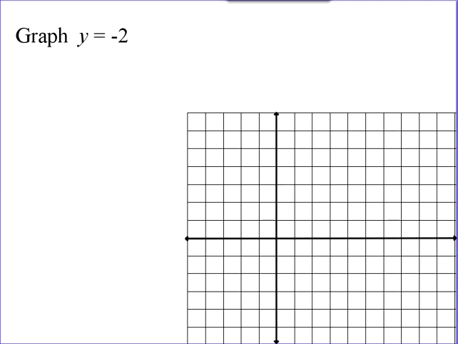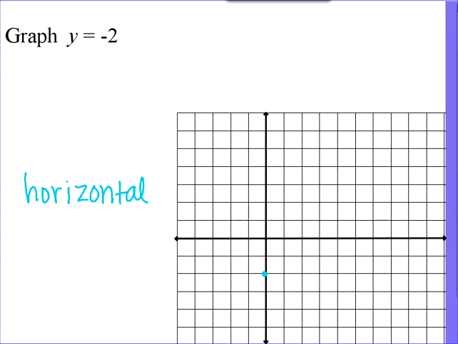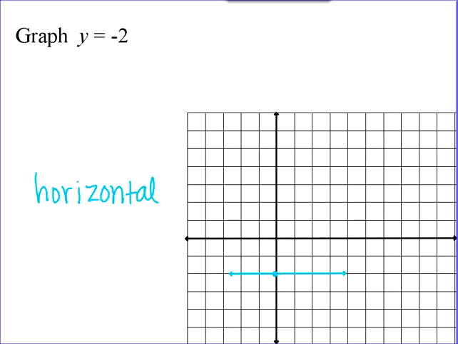Graph y equals -2. What type of line? Horizontal. So I'm going to do a horizontal line. From the origin, I need to go to where y equals -2. So where will that be? Down 2. So I'm going to go down 2 here, and then draw my line in. And there you go. That's all you have to do there.